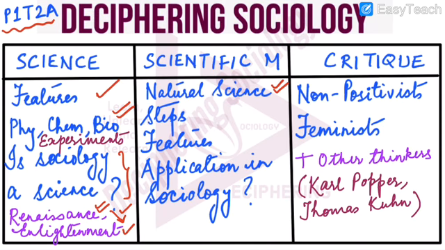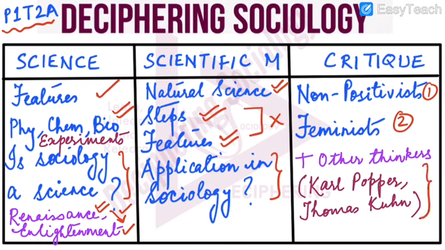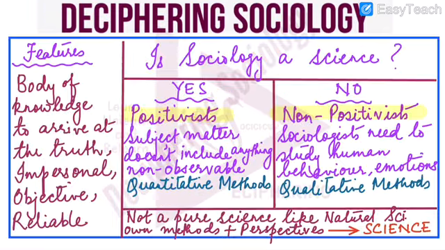So, you should know the steps which are involved in the scientific method, and the features of the scientific method. Remember, these two are not the same, they are different. Steps are different, features are different. And what happens when we try to apply the scientific method in sociological research? Also, when we say critique, remember the non-positivists, the feminists and some other thinkers who do not necessarily fall into any school of thought, like Karl Popper, Thomas Kuhn. So, this is what you have to study in this particular subtopic.